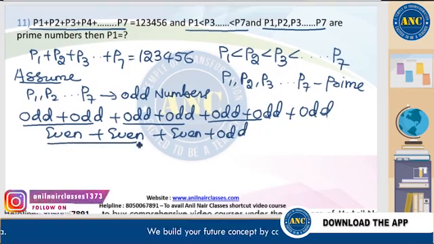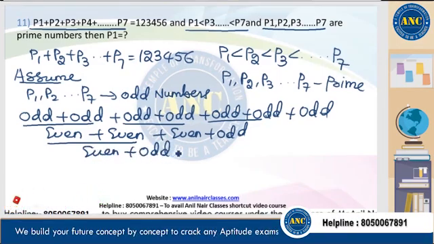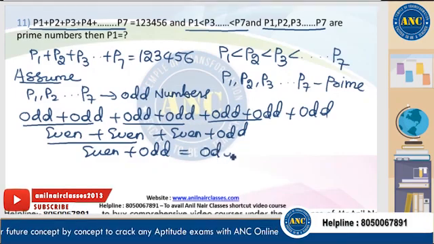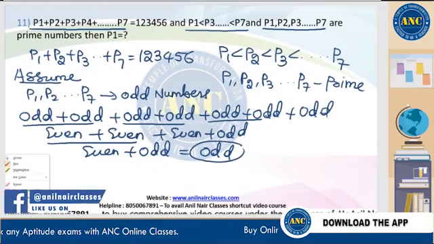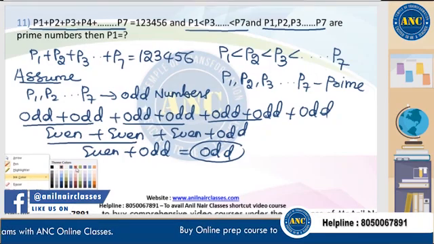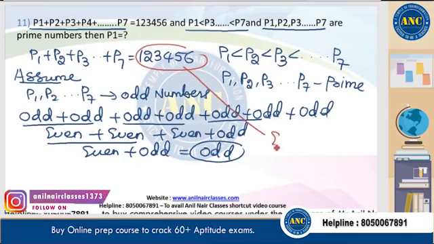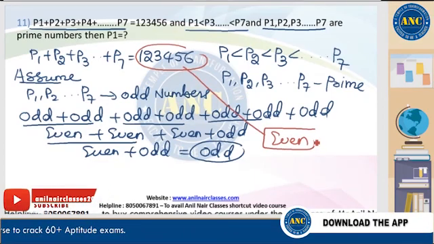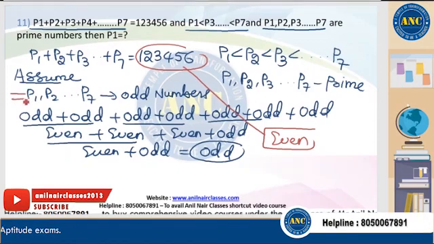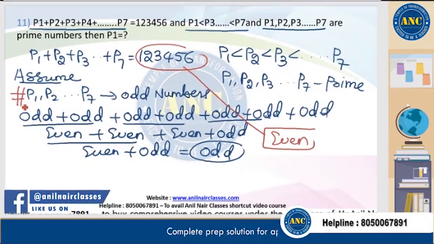Even plus even is an even number. Even plus odd is an odd number. The right hand side should be an odd number. But according to the question, the right hand side, 1, 2, 3, 4, 5, 6, is an even number. That means all the 7 cannot be odd numbers. One has to be an even number.